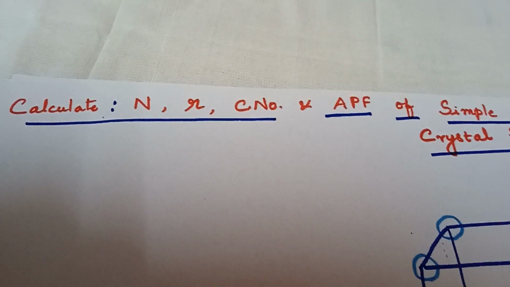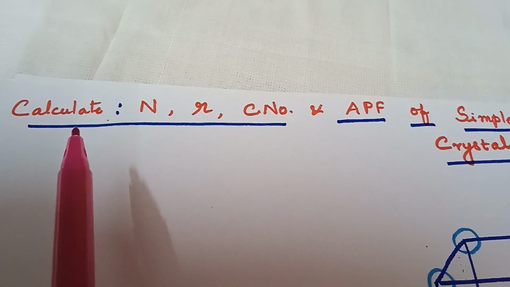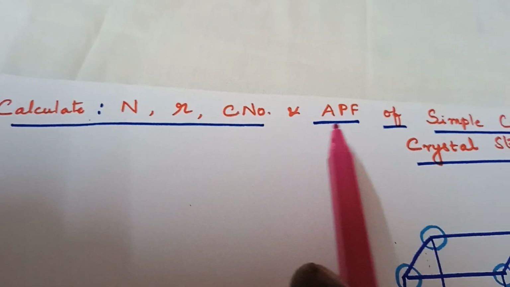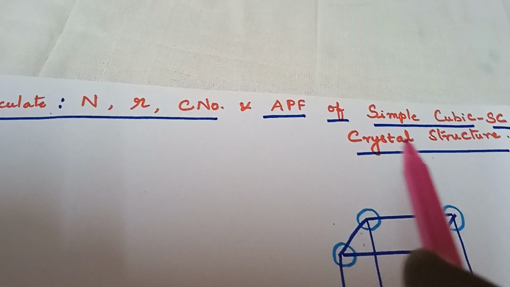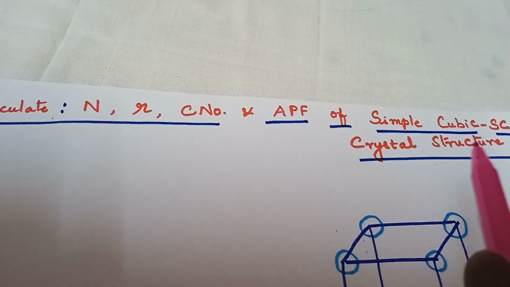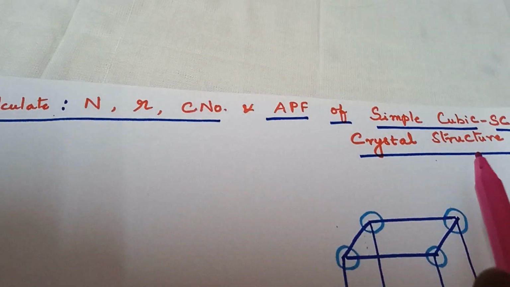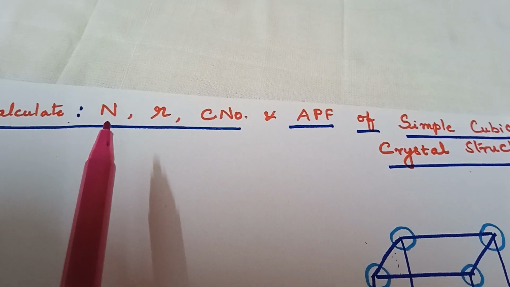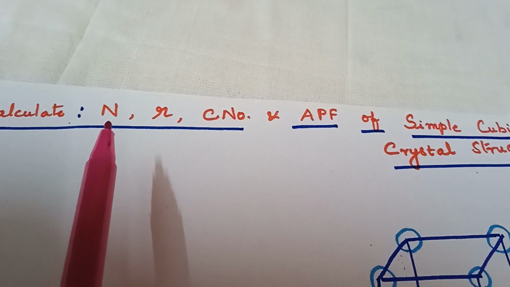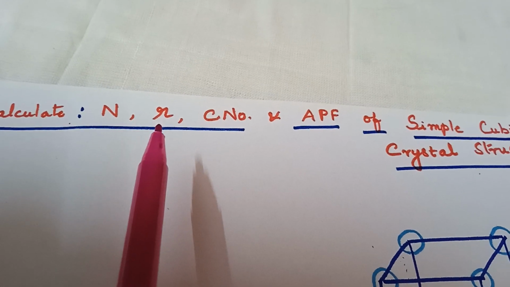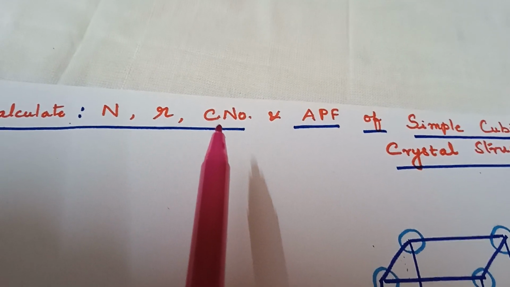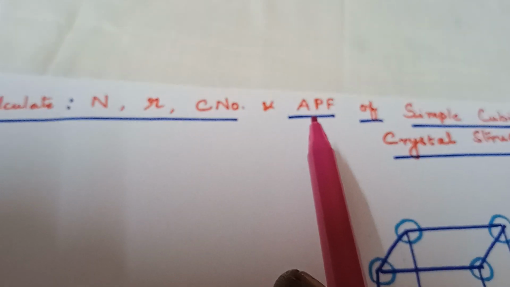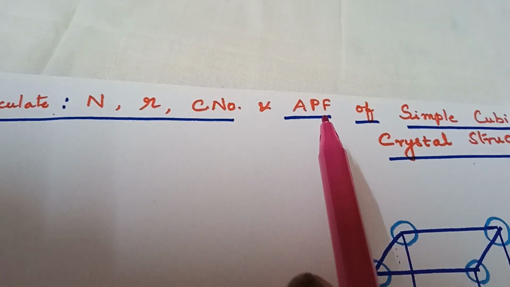Hi everyone. Today's topic is to calculate N, C number and APF of simple cubic crystal structure. Shortly it is called as SC crystal structure. N denotes number of atoms per unit cell or effective number. R is the atomic radius. C denotes coordination number and APF is called as atomic packing factor.